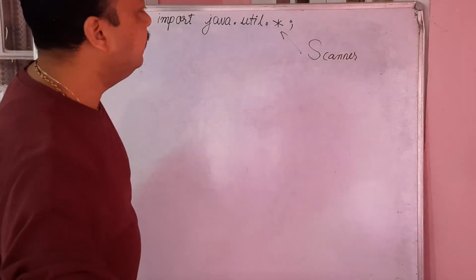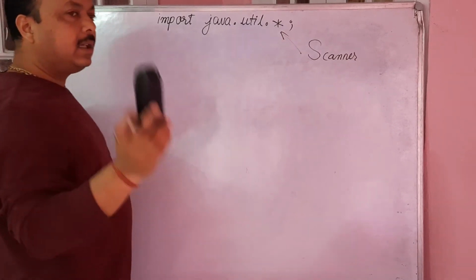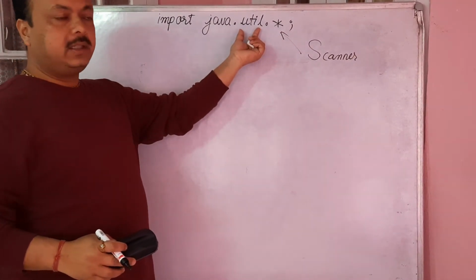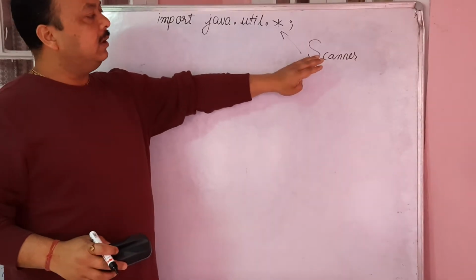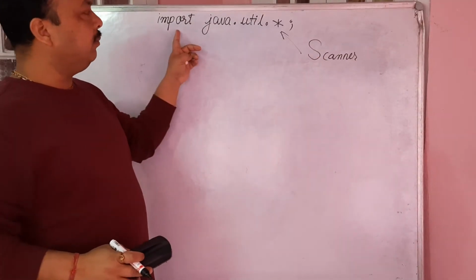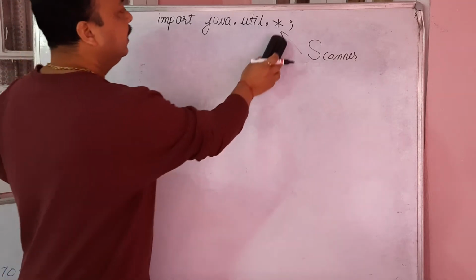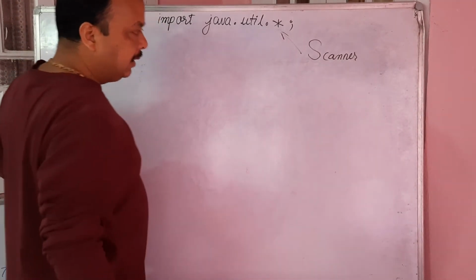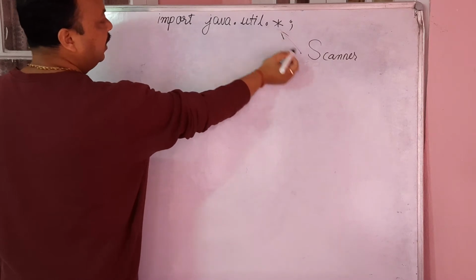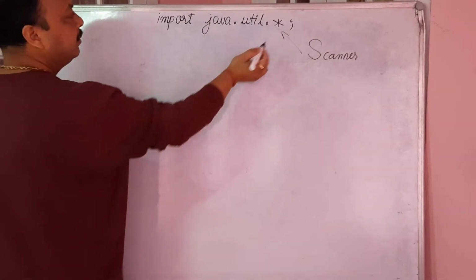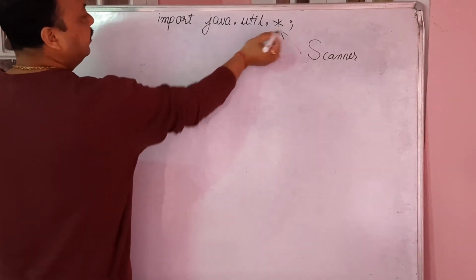So there is an option. If you write star, then all the classes which belong to the package util will be imported, and if you write specifically scanner, then only the scanner class will be imported for your program. So this is the import statement. I'm not erasing this, I'm leaving it there as it is. It's up to you, a choice whether you want to write star or scanner, both are acceptable. And there is a semicolon at the end.